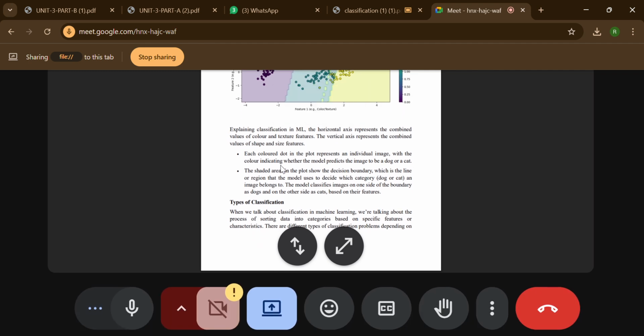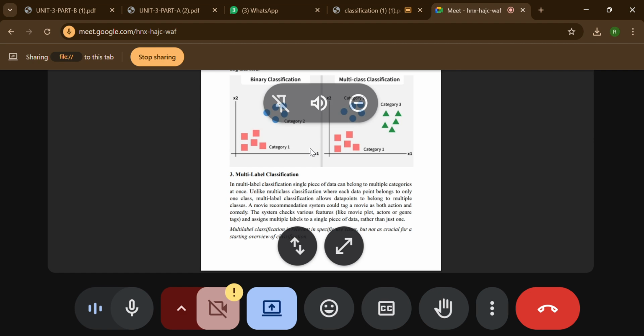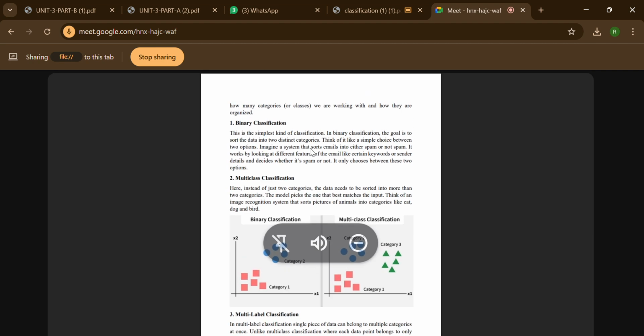Let's see some types of classification. Classification problems can be of different types depending on the number of classes and how the data is labeled. So the first one would be binary classification. This is a simple type, only two classes. For example, classifying emails as spam or not spam. The model decides between two options.